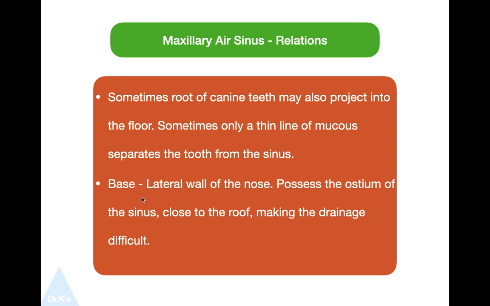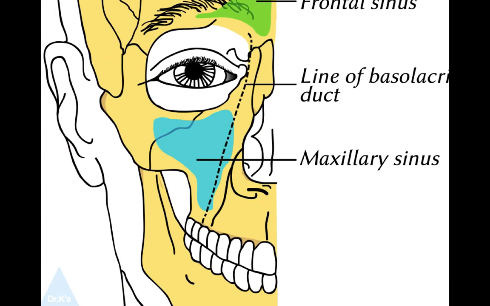The base is formed by the lateral wall of the nose, and it has the opening, or the ostium, of the maxillary sinus close to the roof. So draining of the maxillary air sinus whenever there is maxillary sinusitis becomes difficult. So this is the maxillary air sinus outline. You can see the base directed to the lateral wall of the nose and the apex directed towards the zygomatic bone.